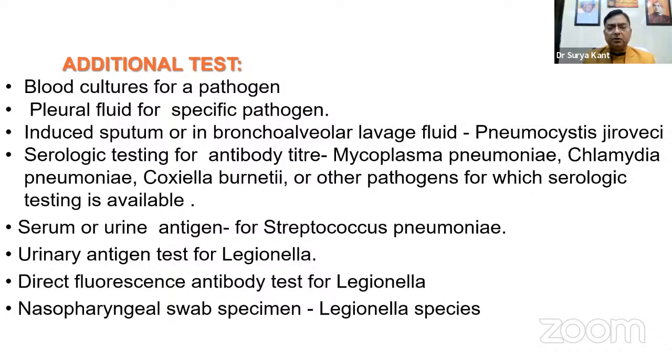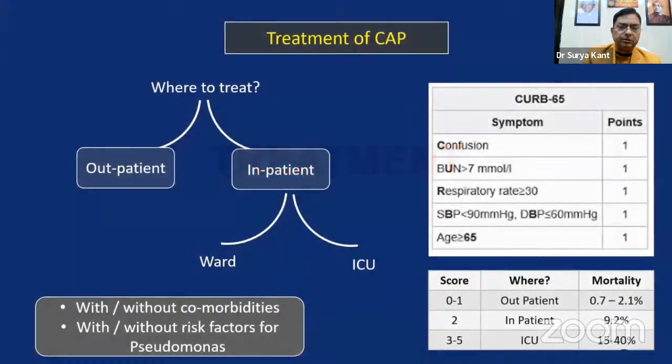Serum and urine antigen for Streptococcus pneumoniae, a urinary antigen test for Legionella, a direct fluorescence antibody test for Legionella, and a nasopharyngeal swab specimen for Legionella. These special investigations should also be done whenever there is a doubt of atypical pneumonia. Now, how do you manage? What is the treatment process?